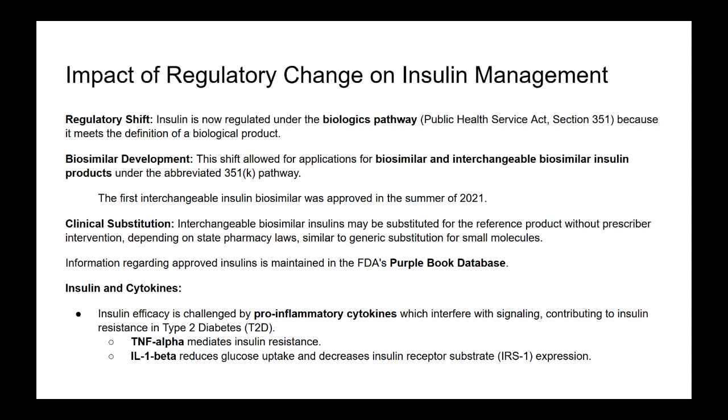The first interchangeable biosimilar insulin was approved in the summer of 2021. With the approval of these interchangeable biosimilar insulins, such products can potentially be substituted for the original reference product without the need for intervention by the prescribing healthcare provider, depending on the state pharmacy laws. This is similar to the way generic small molecule medications are substituted.